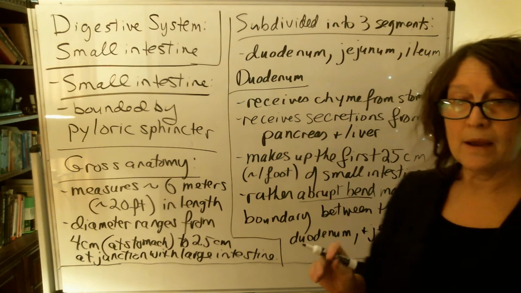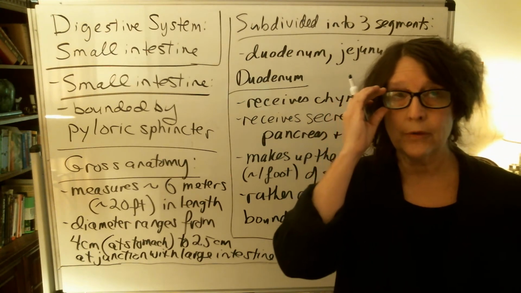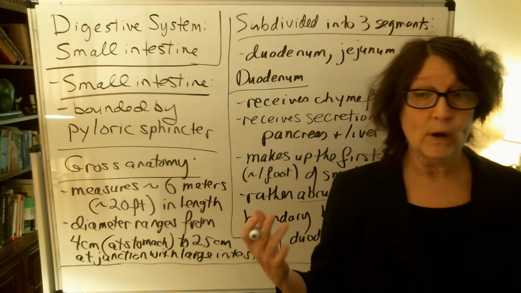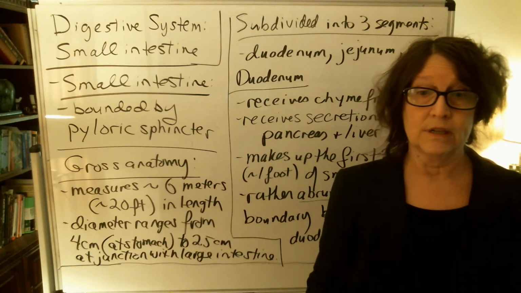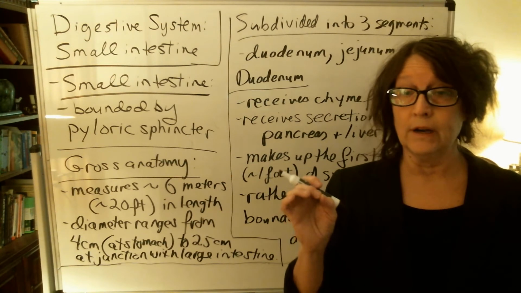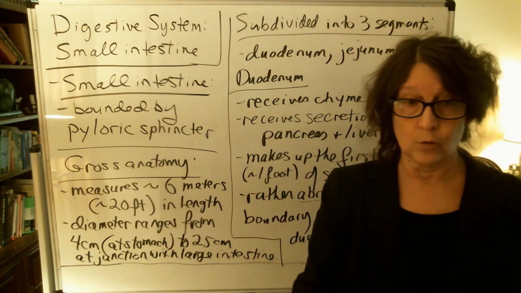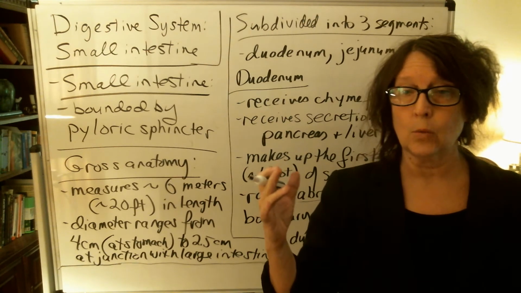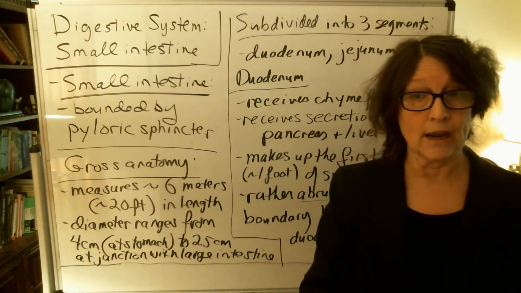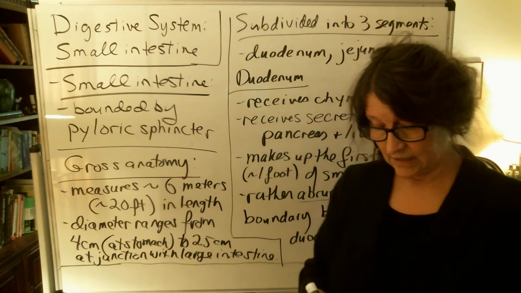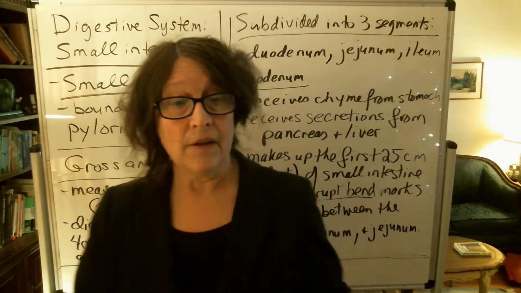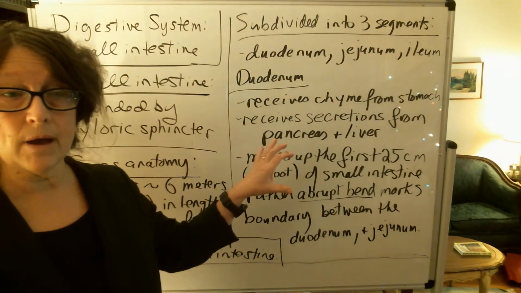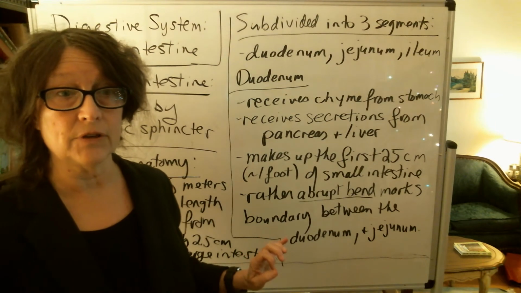Now, the boundary is really just something that we note. There's no sphincter there or anything like that. It's a continuous organ. It's just kind of our way of understanding and talking about the small intestine. So that bend then is where we stop talking about the duodenum and start talking about the jejunum.